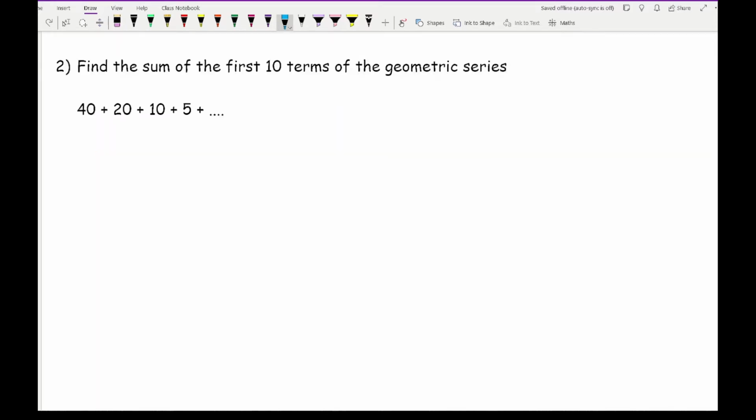So looking at question 2, it says find the sum again of the first 10 terms of the geometric series. So this is giving me a second one. So again, I'm just going to go through the process of working out what all the components are going to be. So here a is going to equal 40, n is going to equal 10, and then to work out what r is going to be, I'm just going to take ar divided by a. So the second term is 20, the first term is 40, giving me an r value of a half.